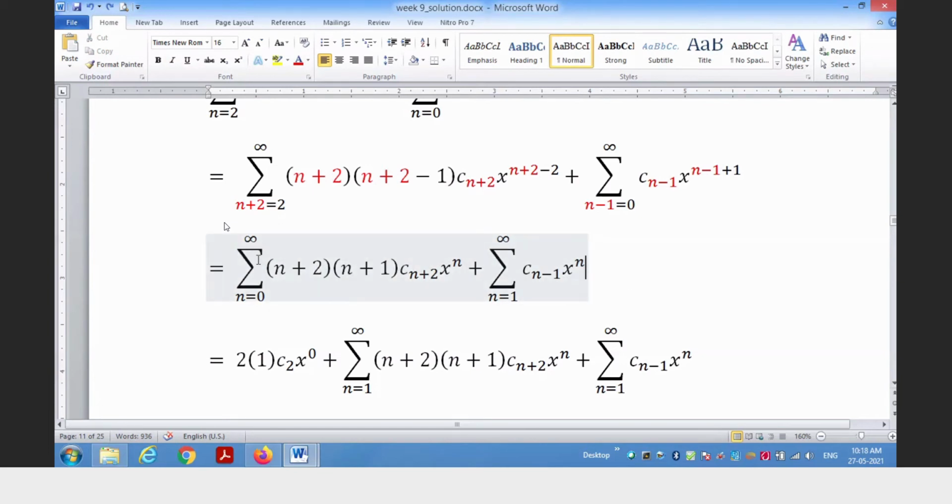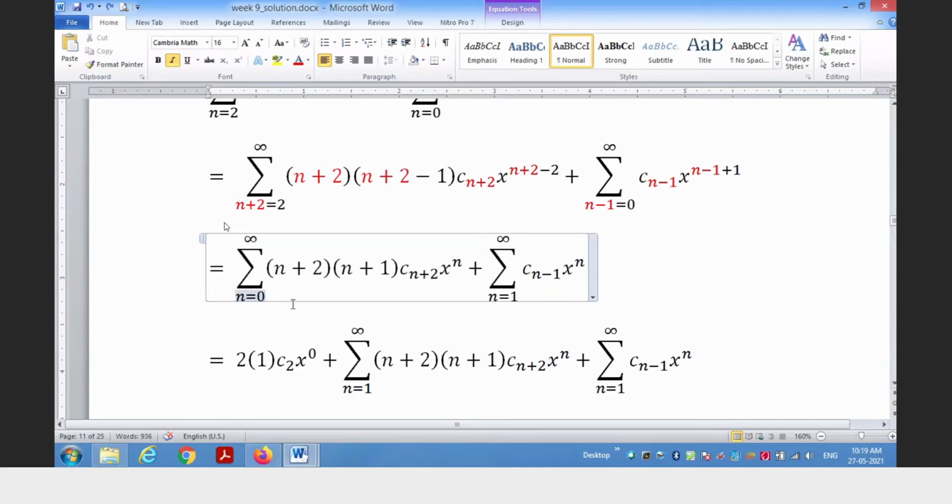We cannot combine these two summations because, even though the powers are the same, the indices are different. We can only combine two summations if and only if both the powers are the same and the indices are the same as well. Here the powers are the same but the index is different. This one starts with n equal to 0, this one begins with n equal to 1. They are not the same.